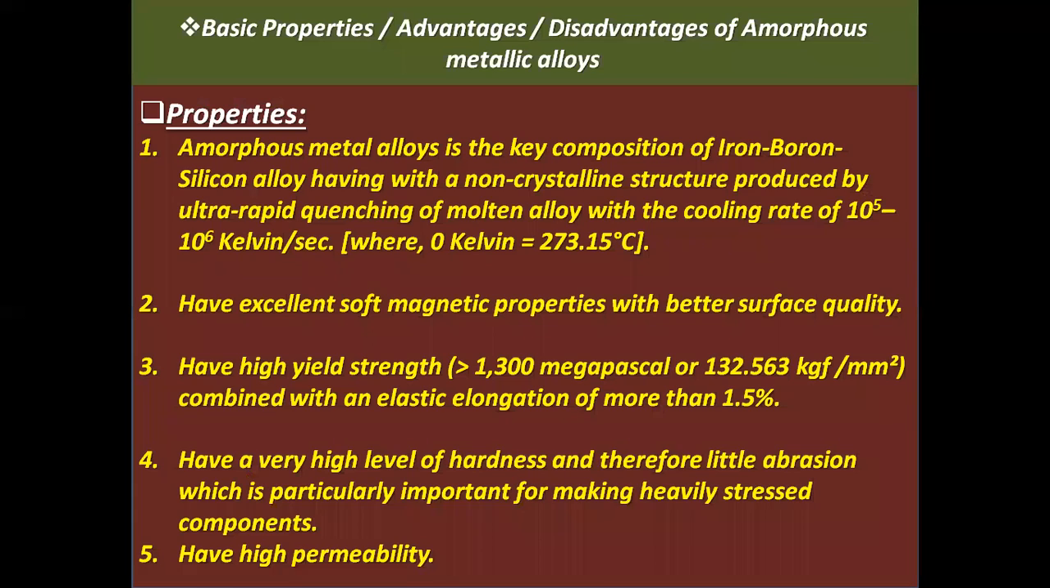Amorphous metal alloy is a key composition of iron, boron, silicon alloy having a non-crystalline structure, produced by ultra-rapid quenching of molten alloy with a cooling rate of 10 to the power 5 to 10 to the power 6 Kelvin per second, where 0 Kelvin equals minus 273.15 degrees centigrade.